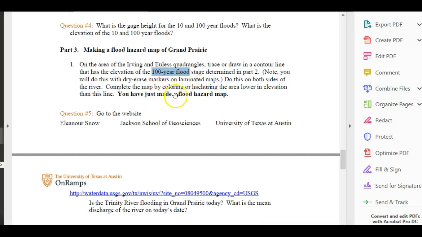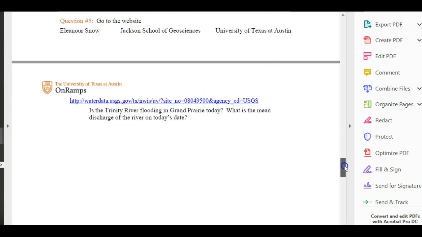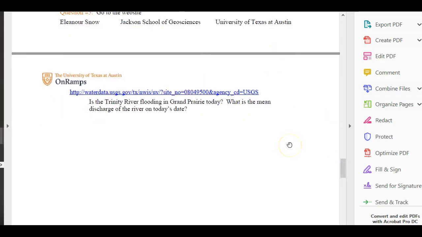So if I go back and I look at my UT lab, it says by looking at that, you now understand what the flood hazard map is. You do not have to make the map. You're just going to use that understanding in just a minute to answer some questions. For the remainder of part 3, though, it does ask you, based on what you know, is the Trinity River flooding in Grand Prairie today? What is the mean discharge of the river on today's date? So the first thing you have to do is write down today's date, because UT is going to ask you that. So let's go take a look.